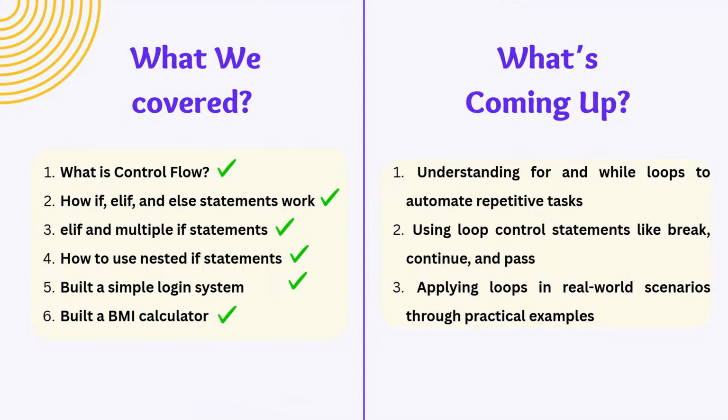Great job! In this tutorial, we explored the concept of control flow, how Python decides which part of your code to run based on certain conditions. We learned how to use if, elif, and else statements to make decisions in our program. We looked at the difference between using multiple if statements versus elif. Then we introduced nested if statements, which let you check conditions inside other conditions. And finally, we put it all into practice by building a simple login system and a BMI calculator.